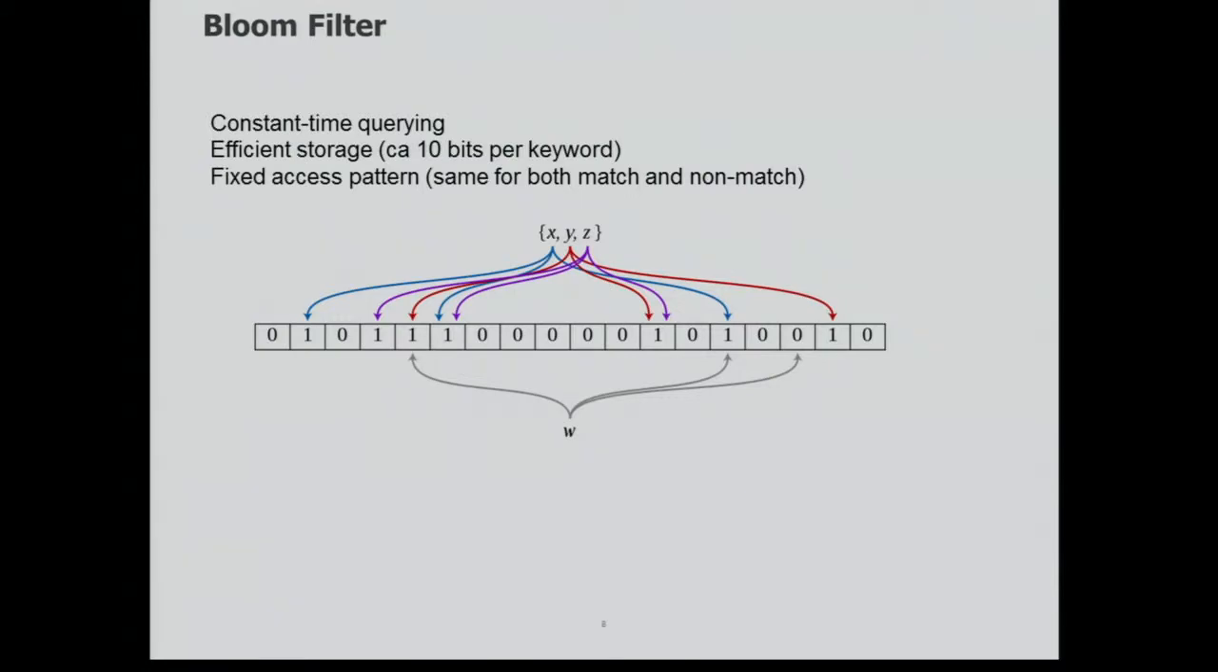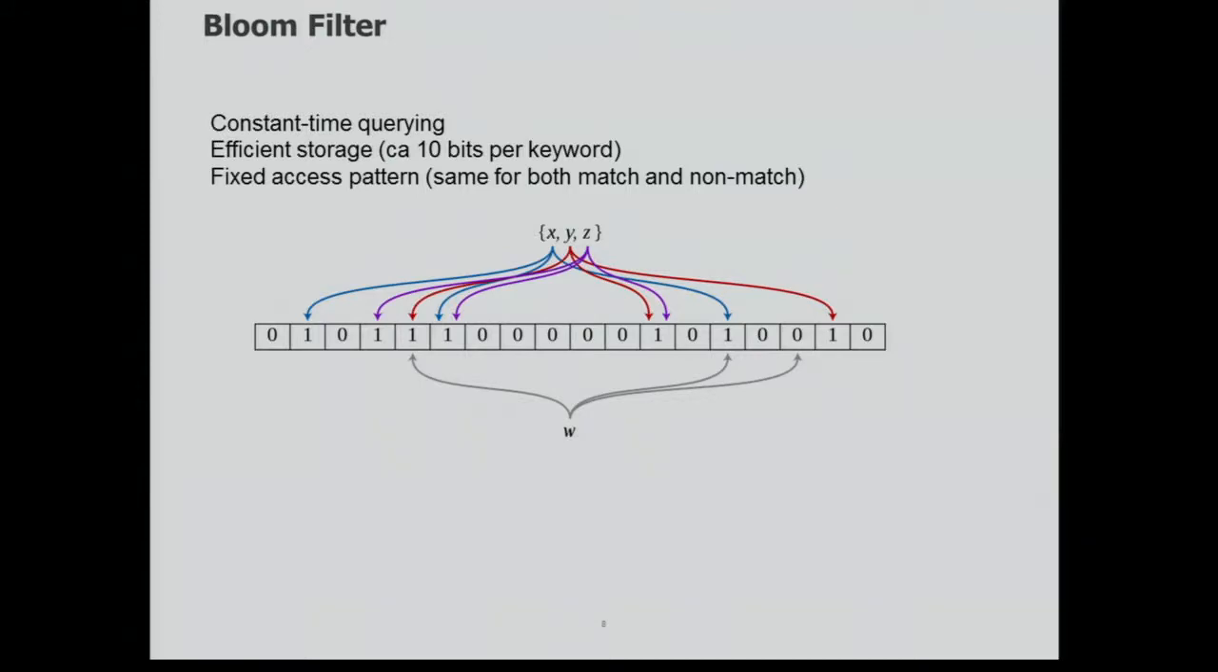OK, all right. So this is what we're doing, and now how we're doing it. A basic primitive that I think is very useful in secure computation is the Bloom filter, because it allows for constant time querying, so it doesn't depend on your data. It doesn't depend on anything. You just check a certain number of points. It's efficient storage for large data sets.